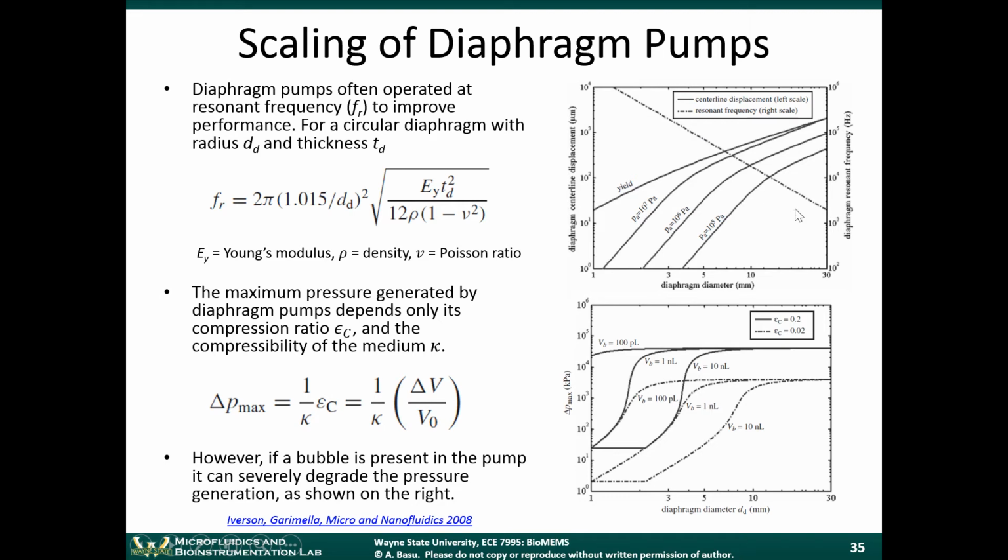So when we scale diaphragms, if we try to make the diaphragm smaller, two things happen. Number one, the resonant frequency goes up. We have to drive it at a higher frequency. And secondly, there's less displacement. Smaller diaphragms will have less displacement. So that's something we also have to consider.